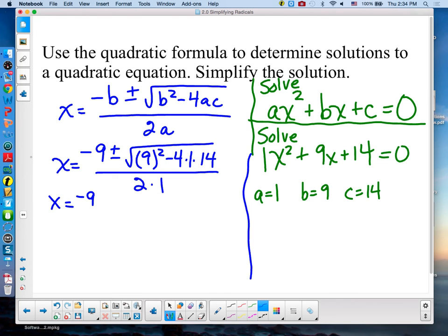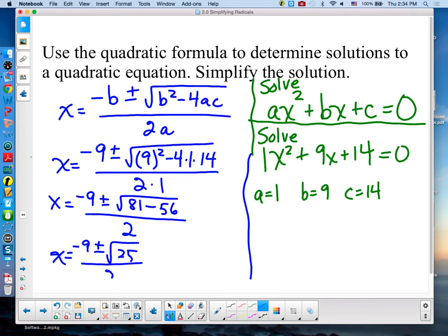Opposite of 9 is just negative 9. Plus and minus square root of 81 minus 56. 4 times 4. No calculator, we gotta work hard here. Divided by 2. It's really hard. Okay, 81 minus 56 is 25. So right now we have negative 9 plus and minus square root of 25 divided by 2.